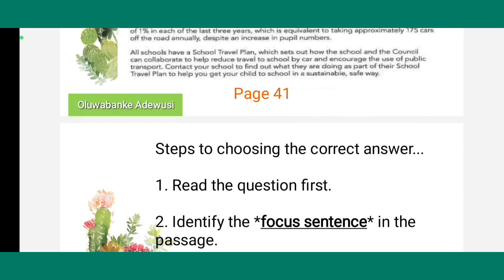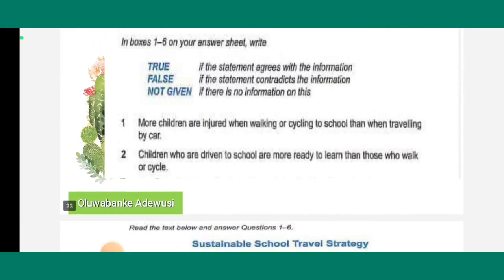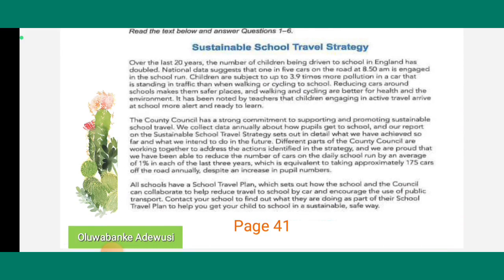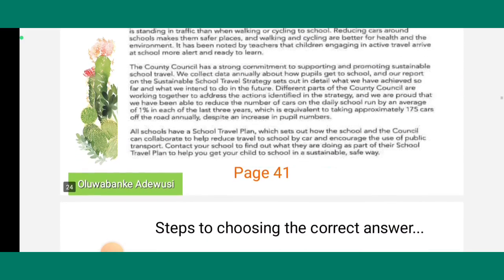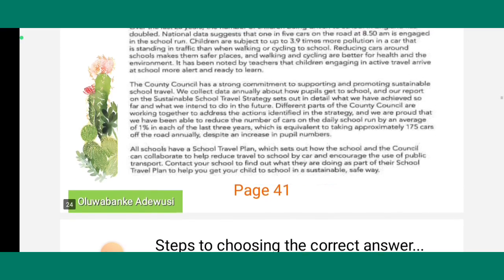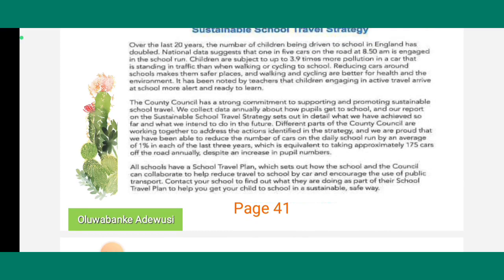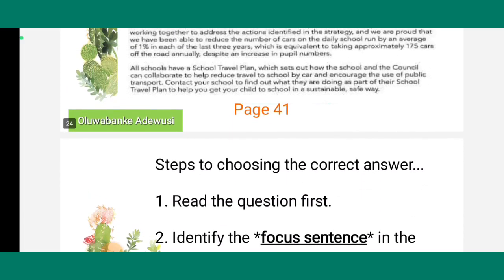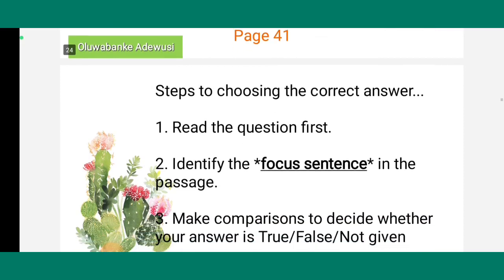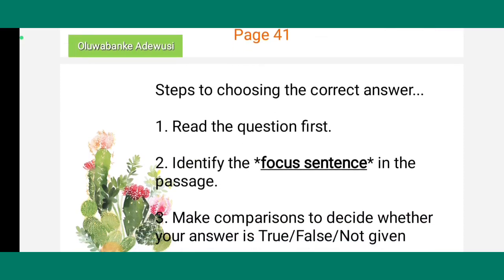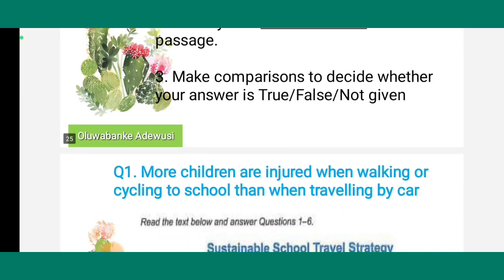Next, identify the focus sentence in the passage. Remember that in the instruction, you are to check if the question statement agrees with the information given in the text. That's the passages, the various paragraphs. Here you can see there are 3 paragraphs, right? So you have to look for the focus sentence. That's what you will use to compare with the statement, that is the question statement. Identify the focus sentence in the passage, then make comparisons to decide whether your answer is true, false, or not given.